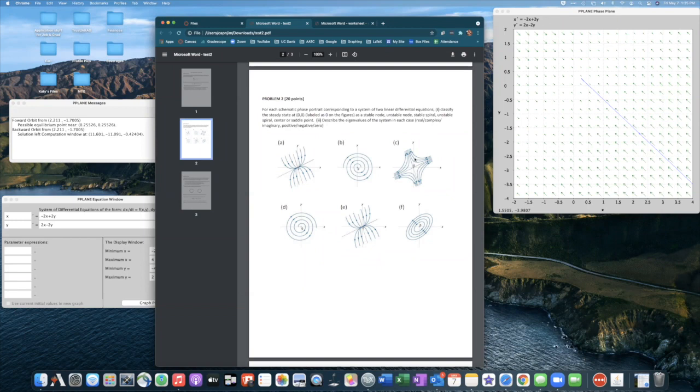For C, we have a saddle. For saddles, the eigenvalues are both real, and they're opposite signs. One is positive, one's negative.